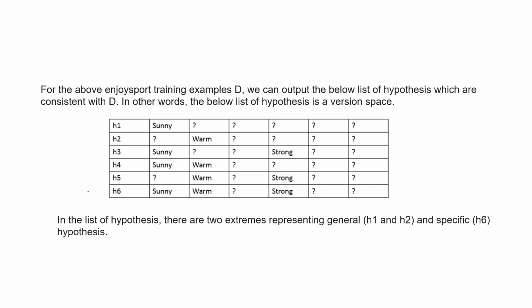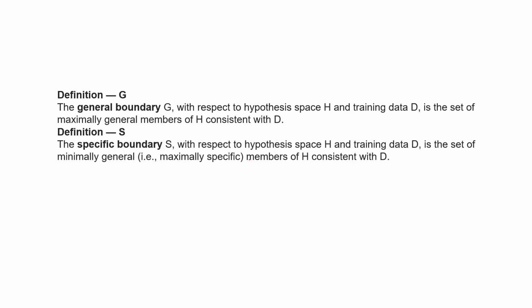and the specific is H6, we'll take whether H1 and H2 are subsets or not. Sunny, yes, sunny, can be anything, it is true. Second parameter is warm, second parameter is warm, none. Okay, in this way you can check whether it is our version space or not. We'll see that with an example later.